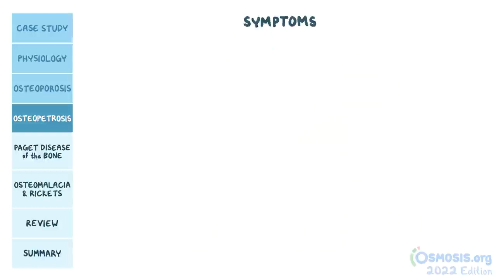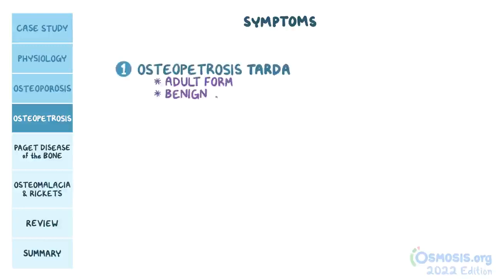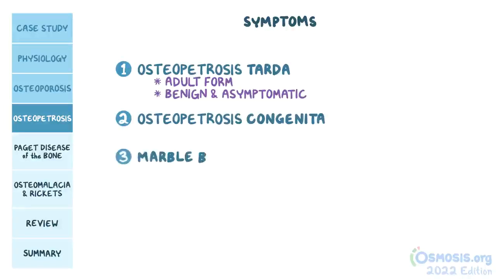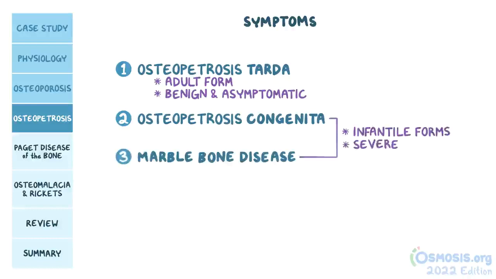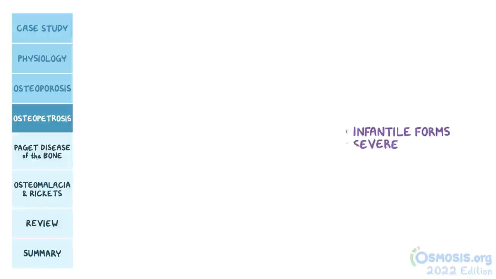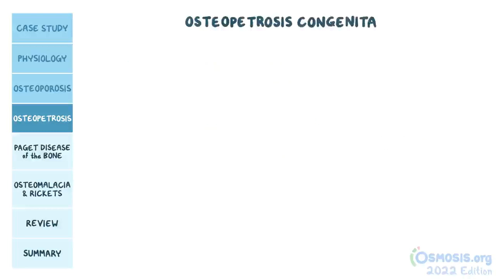Symptoms of osteopetrosis depend on the severity of the disease, and depending on which genes are affected, there are 3 types of disease that can occur. Osteopetrosis tarda, the adult form, which is benign and asymptomatic; osteopetrosis congenita, and marble bone disease, the infantile forms, both of which are severe. Osteopetrosis congenita is associated with failure to thrive and growth delay.